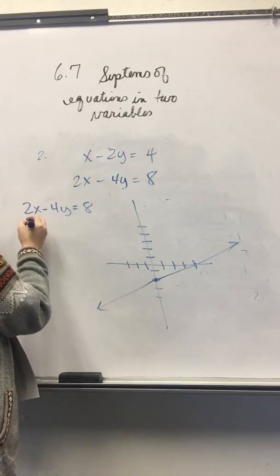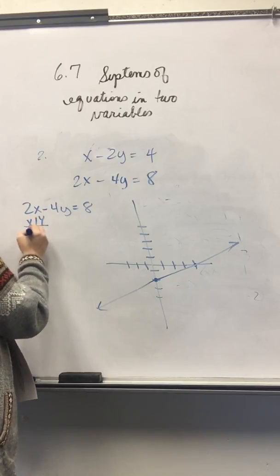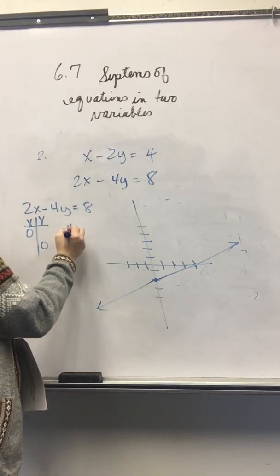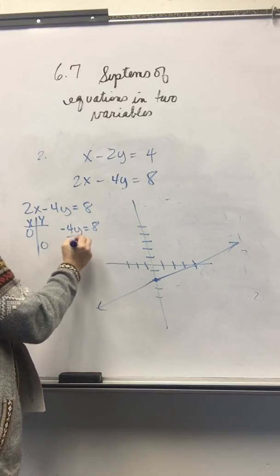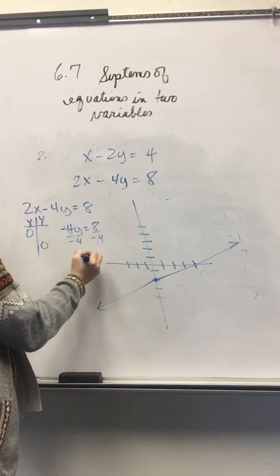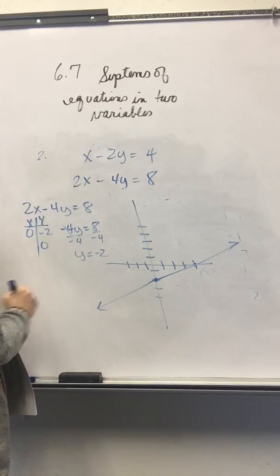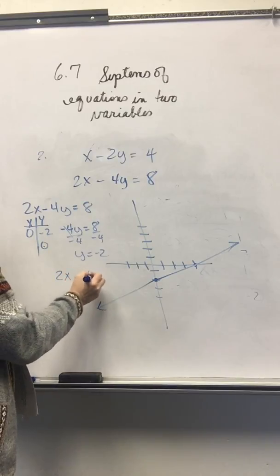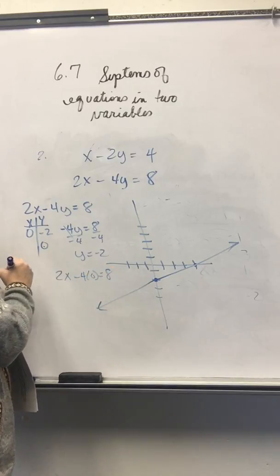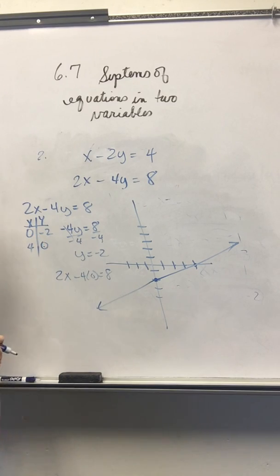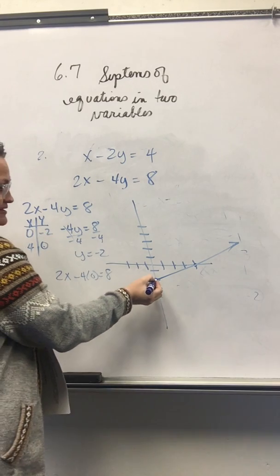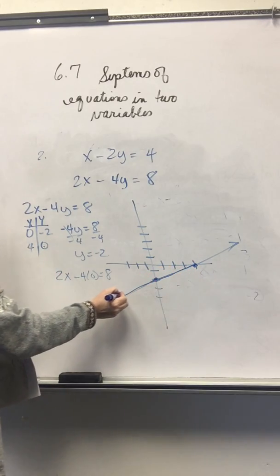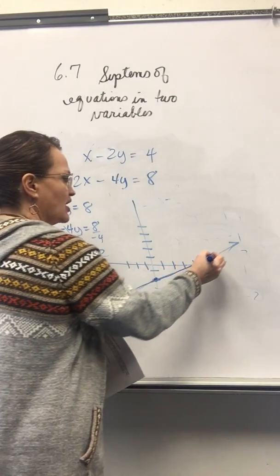So anyway, pretending I don't know that, I would do my intercept methods maybe. Plugging in 0 for x gives me negative 4y equals 8. And I get, oh, y equals negative 2 again. Then I plug in 0 for y to find the x-intercept. Solving that, you get the same thing, 4, 0. So when I plot those points, 0, negative 2 and 4, 0, I'm like, oh, wow, that's just exactly the same line, a line on top of a line.